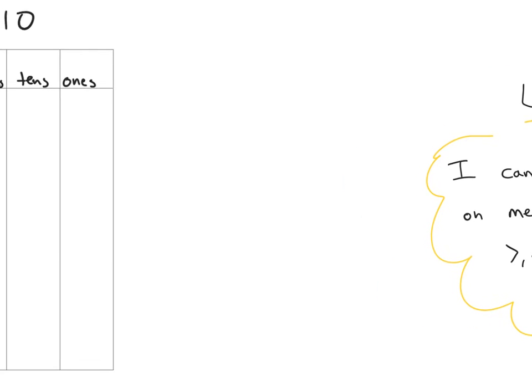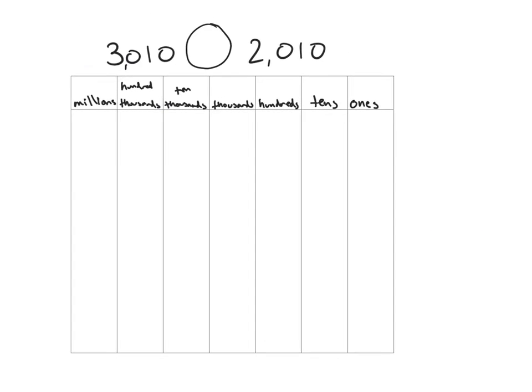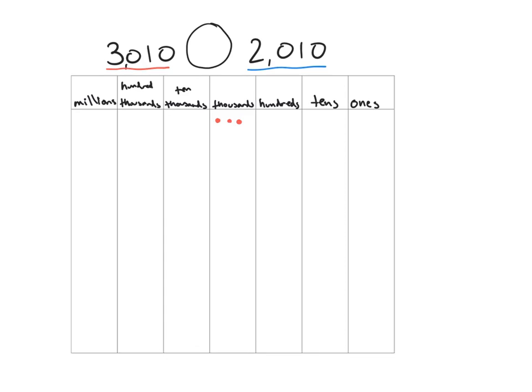So let's go ahead and go to the first problem here and see how we can use a place value chart to help us compare 3010 and 2010. To compare these numbers using the place value chart, I'm going to represent each of the different numbers using discs on the place value chart. 3010 I'm going to use red, and then 2010 I'm going to use blue. So for 3010 we know that there are 3 thousands, 0 hundreds, 1 ten, and 0 ones. And then we'll put a little dashed line here to separate the two numbers.